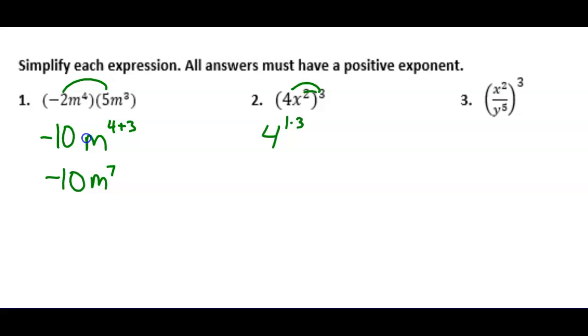So I'm showing you the long steps to do this so that you see this. It might be a good idea to write them down so that you see where we got the answer. Right? 4 to the 3rd x to the 6th. But I need to figure out what 4 to the 3rd is.